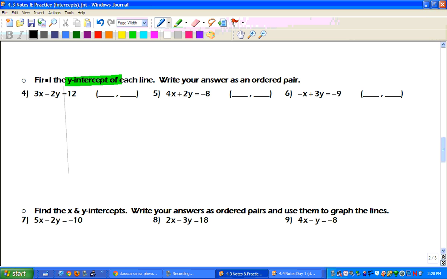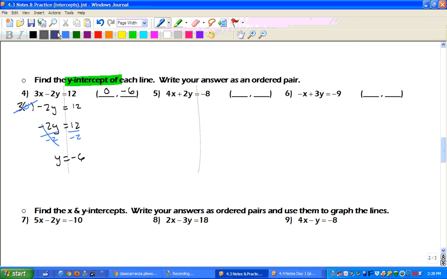So now we're doing the exact same thing, except instead of plugging in for y, now we're going to plug in for x. So we're going to plug in 0. 3 times 0 is 0. Those cancel out. -2y equals 12. Divide both sides by -2. We get y equals -6. So remember that that's 0, -6. Okay?